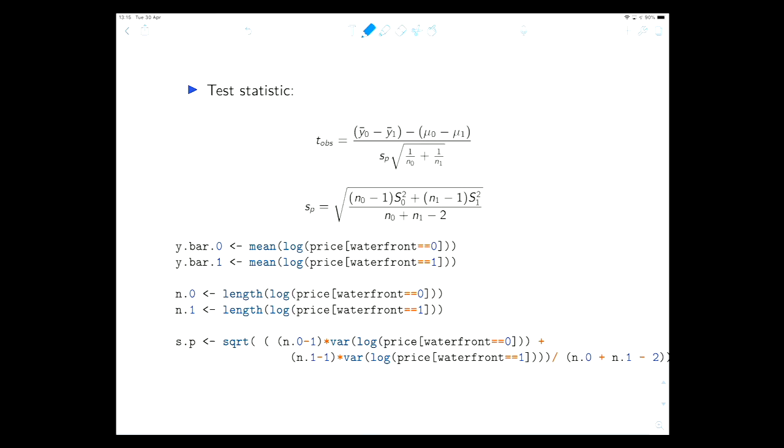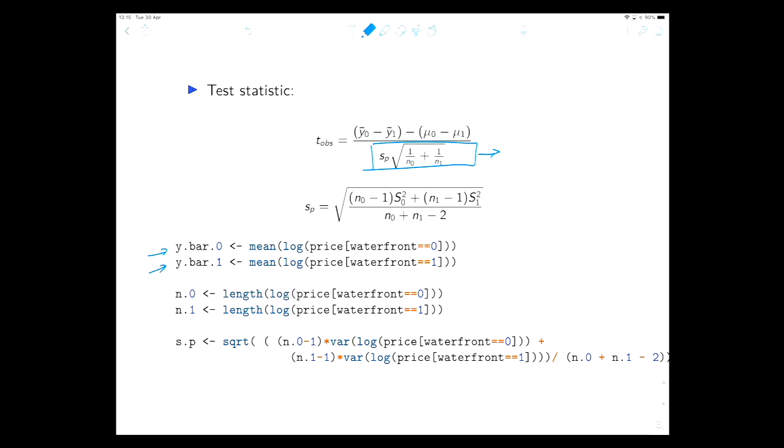You calculate the test statistic, over here denoted as T observed or T OBS, which is essentially the difference between the sample means, and you divide it by the pooled standard deviation of the two groups. Again, the formulas I've listed here, but more details are in your previous stats work. So if you've forgotten, I suggest you go back and have a look at that.